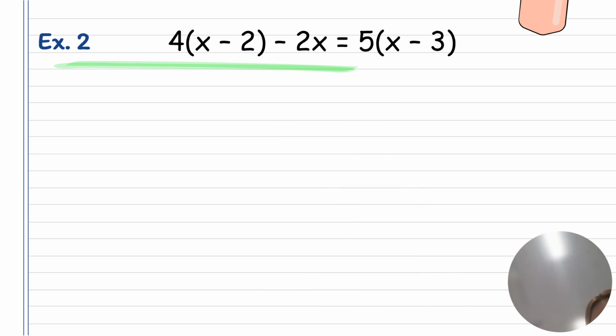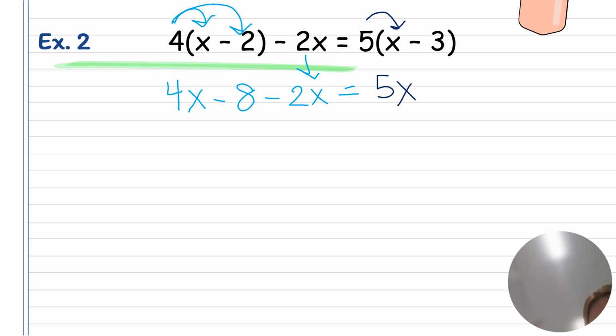Okay. Now we have kind of a bunch of things going on. I see I have some groups here and here, right? So I want to get rid of those first. So let's do some distributive property. So I'm going to multiply 4 times x to give me 4x, and 4 times negative 2 to give me negative 8. Still have this minus 2x here, equals, I'll switch some color. We have to do distributive property again. 5 times x is 5x, and then 5 times negative 3 will give us negative 15. Okay, so we took care of everything there.